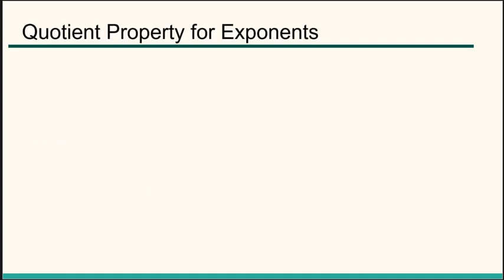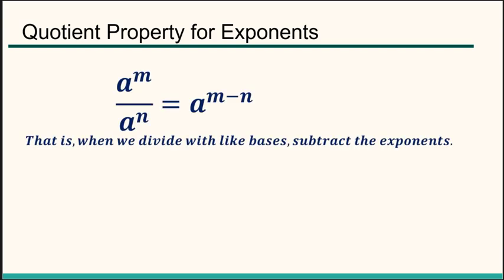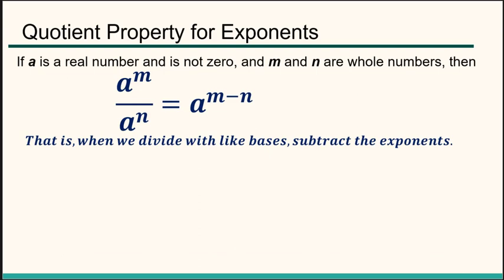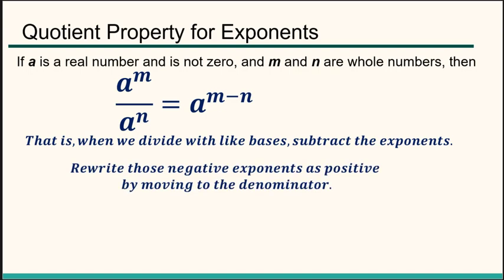Let's look at the quotient property for exponents. We have a to the m over a to the n equals a to the m minus n. That is, when we divide with like bases, we need to subtract exponents. And we need to know that this is for a as a real number, it can't be 0, and m and n are whole numbers. Remember to rewrite those negative exponents as positive by moving them to the denominator.